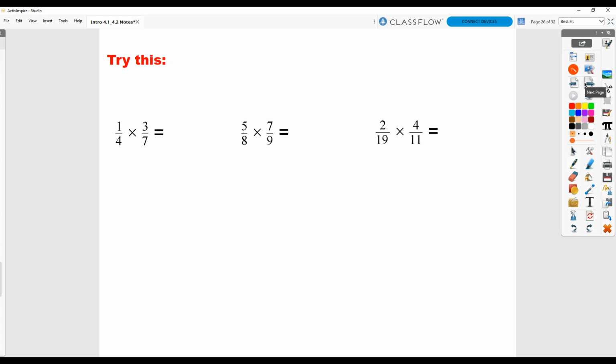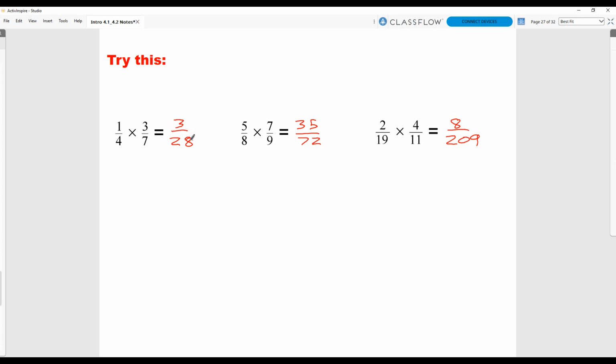Okay, try these 3 problems on your own. See what you come up with. Hit pause, and then when you're done, hit play, and we'll check your work. Okay, let's see what you guys came up with for these. First one, we'd have 3 over top of 28. Multiply the top, multiply the bottom. You get your answer. Second one, we have 35 over top of 72.